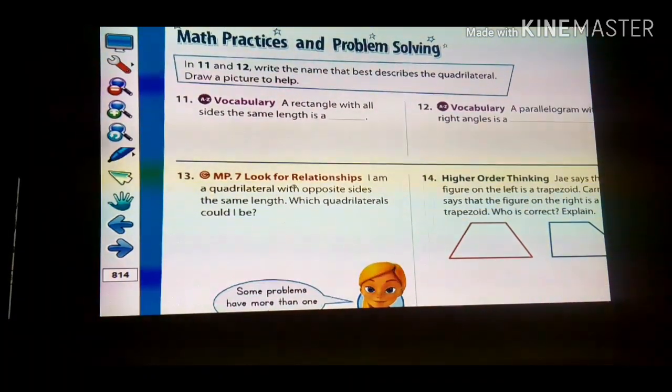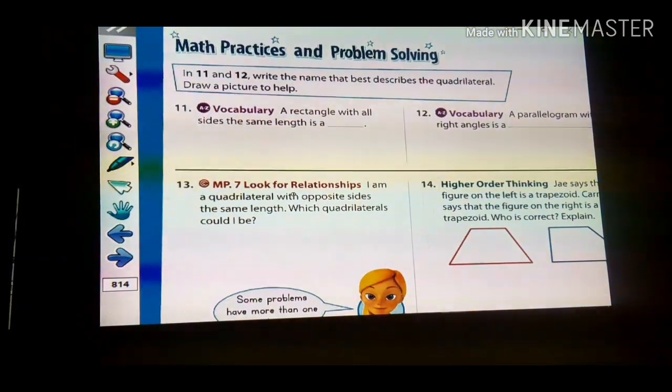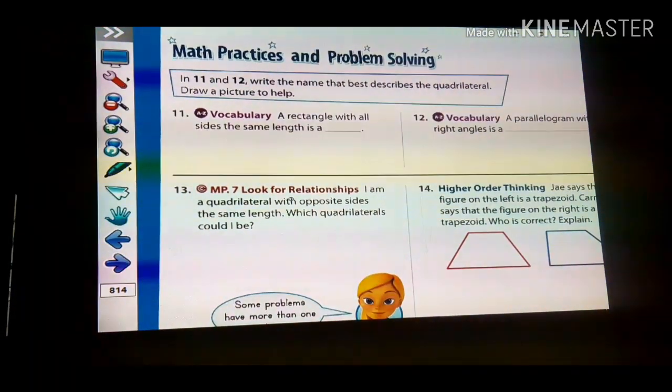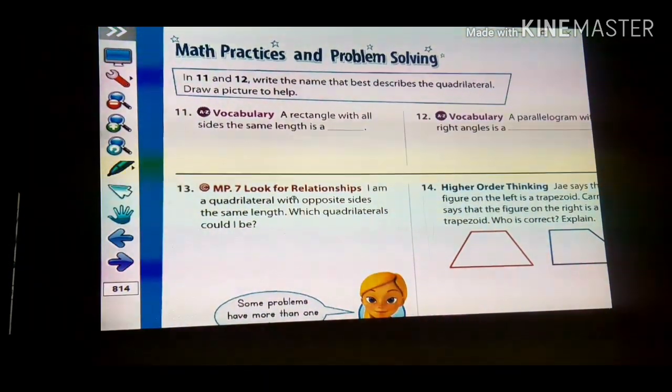Exercise number 11. A rectangle with all the sides the same length. Once you hear all the sides are the same length, remember it's the square. Okay, so how about number 12?